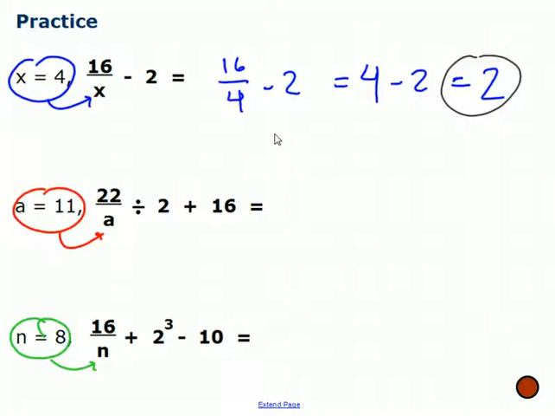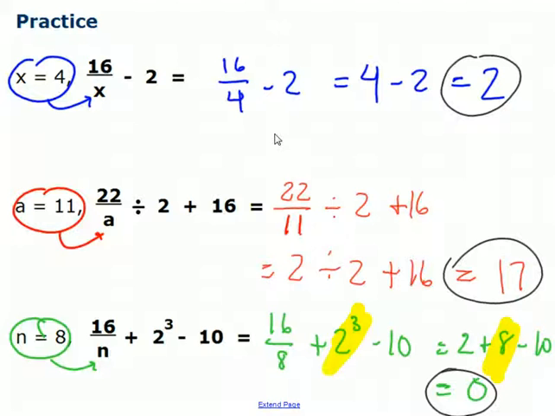Alright, I'm going to assume that you did that. Here are the answers you should have obtained. 17 and 0. If you didn't get those, come in and ask. Notice I've highlighted here that the first step in this green equation is to do the 2 cubed, and 2 cubed is 8.